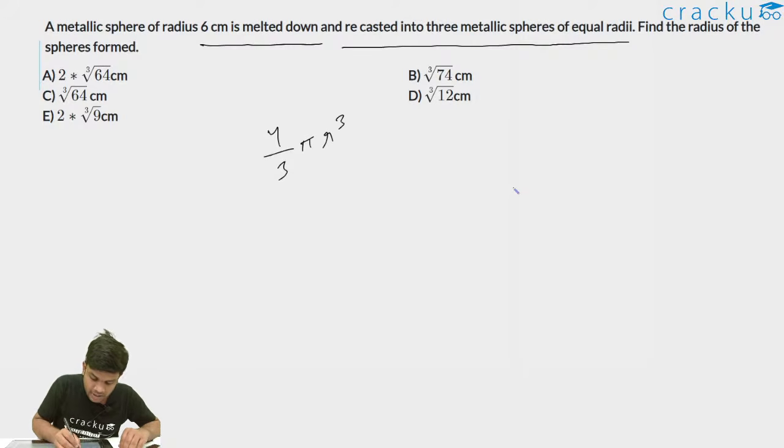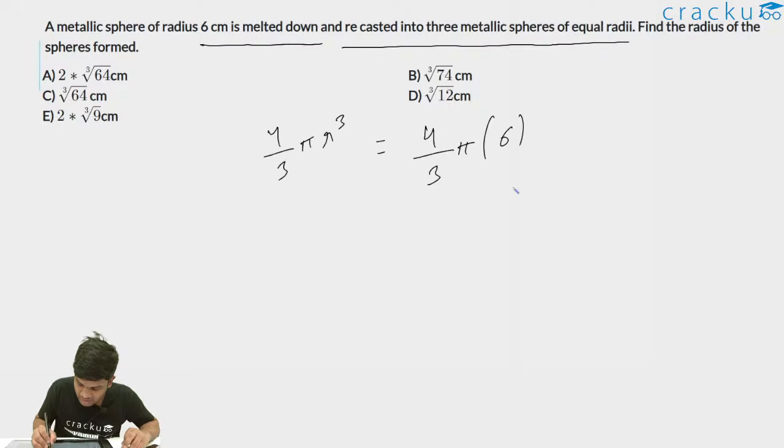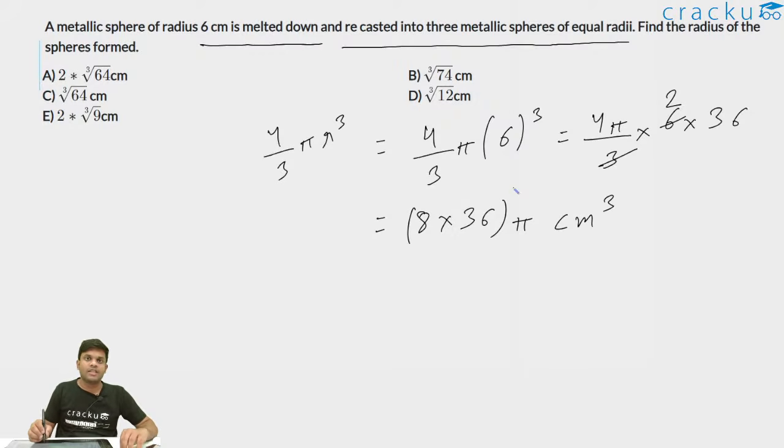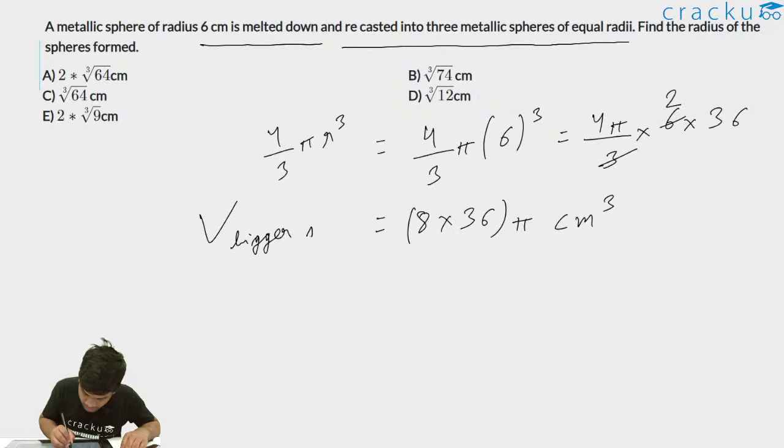Okay. So the radius is 6 centimeter in the bigger one. So the volume of the bigger sphere is 4 by 3 pi into 6 cube. So it will be 4 pi by 3, it will be 6 into 36. These two will cancel out 2 times. So it will be 8 into 36 pi centimeter cube. This is the volume of the bigger sphere. So let me write it down. Volume of the bigger sphere.